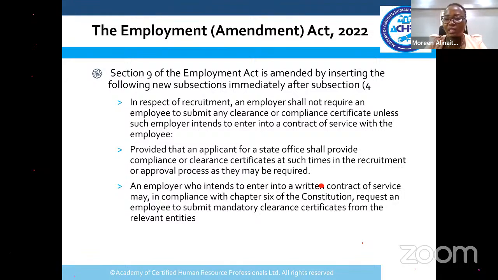An employer who intends to enter into a written contract of service may, in compliance with Chapter 6 of the Constitution, request an employee to submit mandatory clearance certificates from relevant entities. You know, they even used to go to, is it anti-corruption? EACC certificates, all kinds of certificates. So now they can ask you to provide them at the point of recruitment. It's a very, very good move.